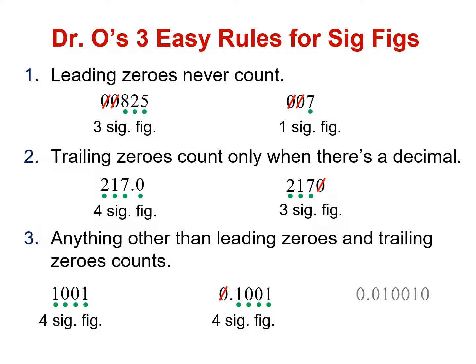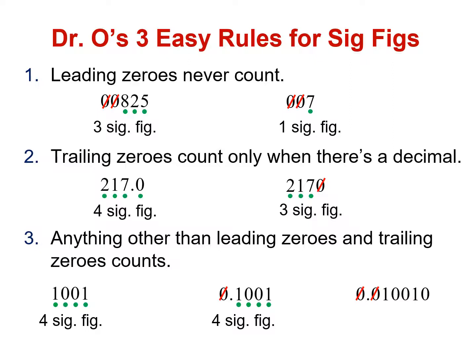And let's look at one more example. Here we have 0.010010. Here we have it all going on. Do we have leading zeros? Indeed we do. We have 2. And rule number 1 helps us deal with those. Rule number 1 says leading zeros never count. So we're not going to worry about those leading zeros counting towards significant figures. Rule number 2 helps us deal with the zeros that occur at the end of a number. And that says that if we have trailing zeros, they're only going to count if there's a decimal present.